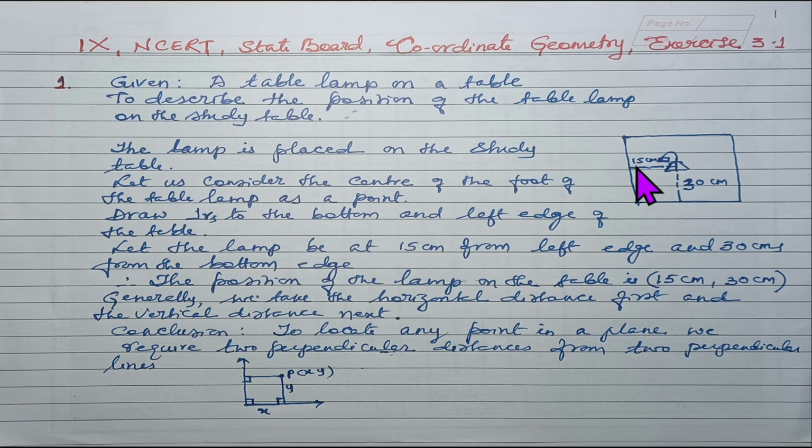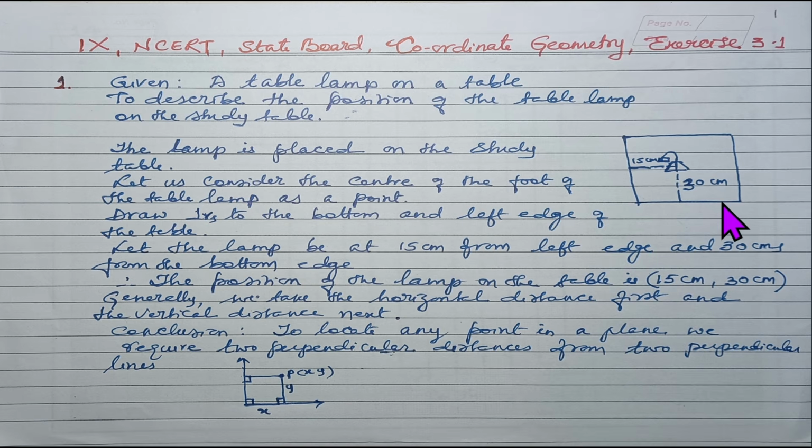Let the lamp be at 15 centimeters from the left edge and 30 centimeters from the bottom edge of the table. Therefore, the position of the lamp on the table will be 15 centimeters from the left edge and 30 centimeters from the bottom edge. Now, the horizontal distance is taken as 15 centimeters, the vertical distance is taken as 30 centimeters from the two perpendicular edges, making 90 degrees here. The left edge and the bottom edge form perpendicular lines.